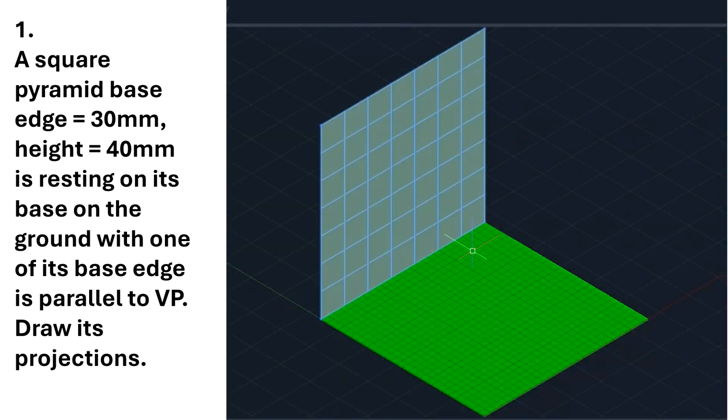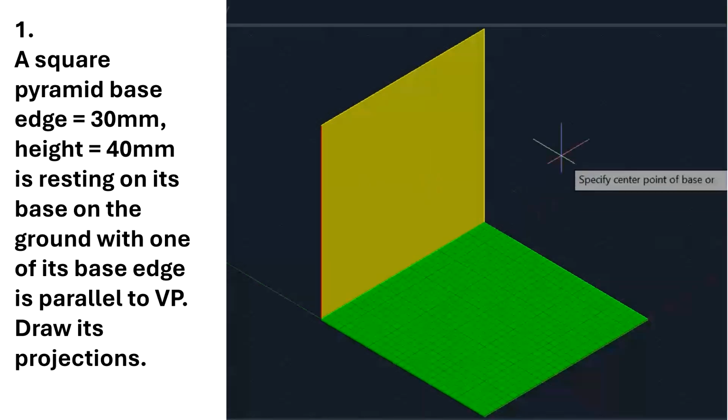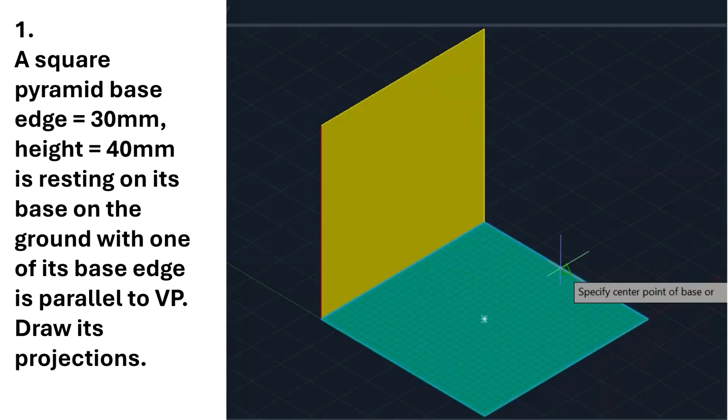According to the procedure, we need to first position the solid between the planes of projection. These are the planes of projection. This is the vertical plane, which is in yellow color. It is the horizontal plane, which is in green color. So let me draw a square pyramid between the planes of projection.